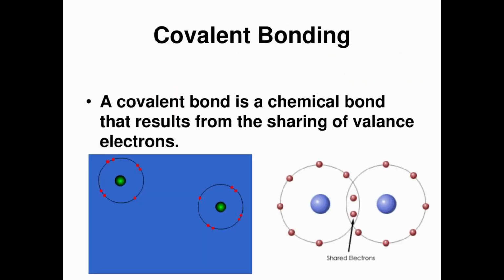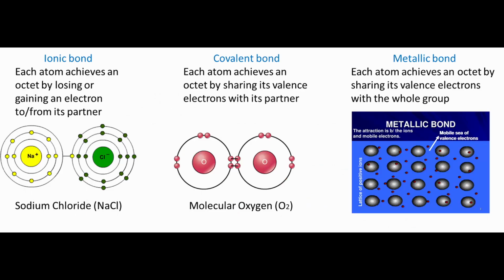Covalent bonding is another type of chemical bonding. Like ionic bonds and metallic bonds, covalent bonds help atoms achieve a full octet, or 8 valence electrons, in their outermost electron shell.